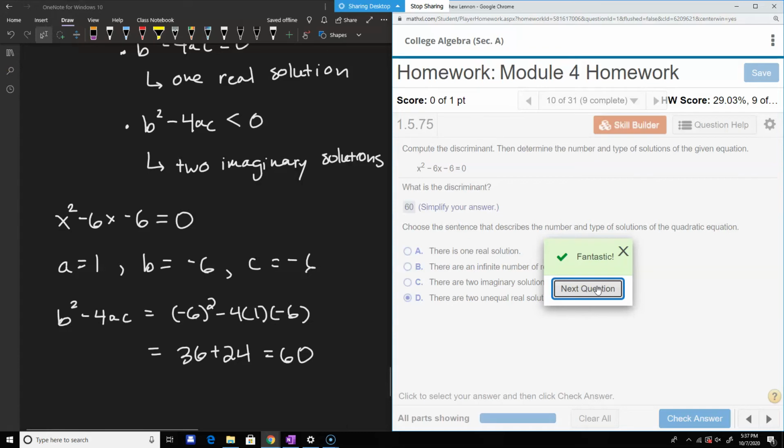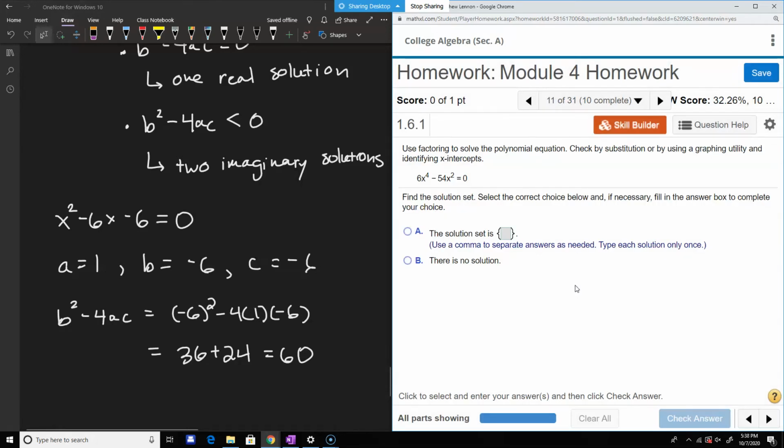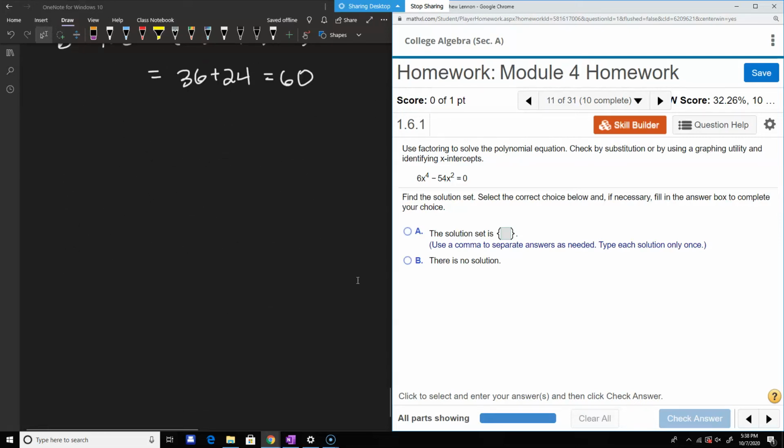So that's the discriminant. Okay, so use factoring to solve the polynomial equation. This will mix in some of the factoring that we know, possibly with some other methods. Six x to the fourth minus 54x squared equals 0.